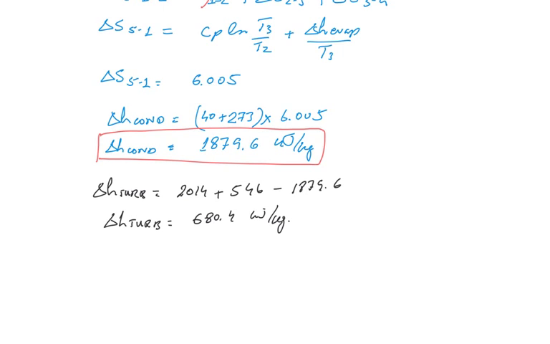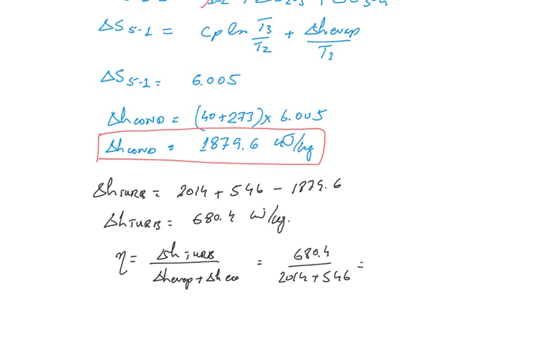Now that we have the delta H of turbine and delta H of economizer and delta H of evaporator, we can calculate the efficiency. The efficiency is delta H turbine divided by delta H evaporator plus delta H economizer, which is 680.4 divided by 2014 plus 546. This comes out to be 26.5%.